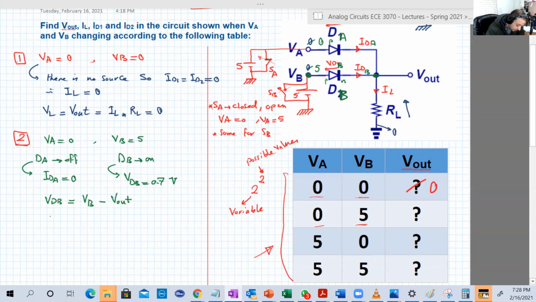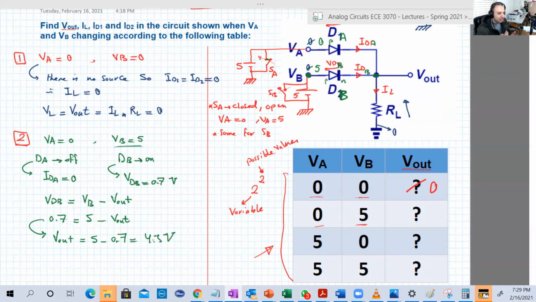VDB, based on our assumption, is 0.7. VB, based on the givens here, is 5 volt. And V out is unknown for us. So from that equation, V out equals 5 minus 0.7, which is 4.3 volt. Now is a moment of truth. We assumed that DA, diode A, is off, right? Let's check that.